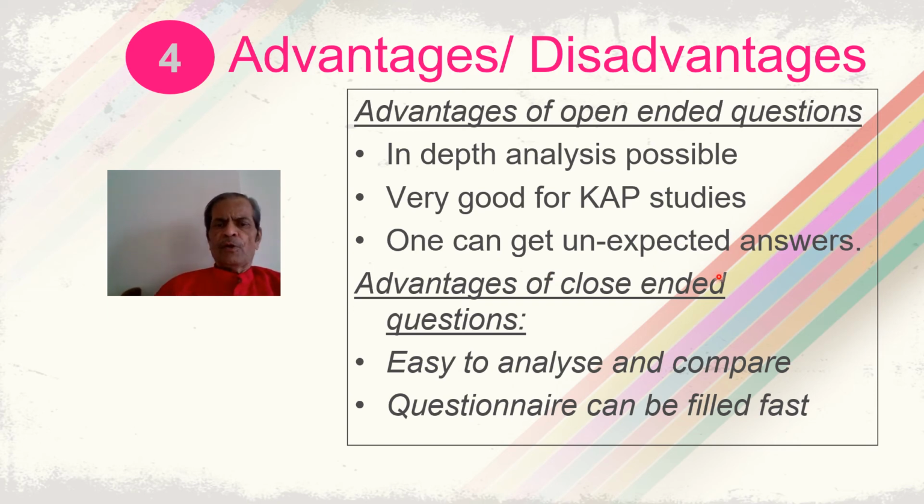Sorry. One can get unexpected answers in the open-ended questions. Suppose there are only 4 choices in the closed-ended questions, and if a 5th choice is possible, that cannot be expressed in the closed-ended questions. But such a restriction is not there in the open-ended questions, so unexpected answers can be obtained in the open-ended questions, which are not possible in closed-ended questions, which are restricted in the questionnaire. The responses are restricted in the closed-ended questions.